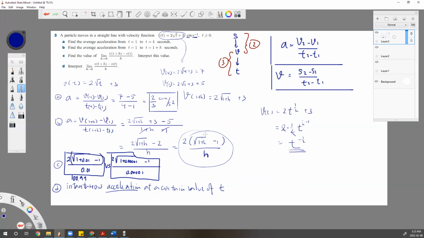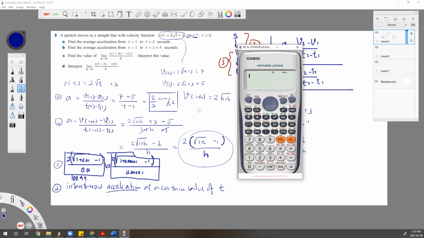See, because we have the bracket here, and I just ignore the bracket. Okay, you have to do that. You have to put on the bracket again.